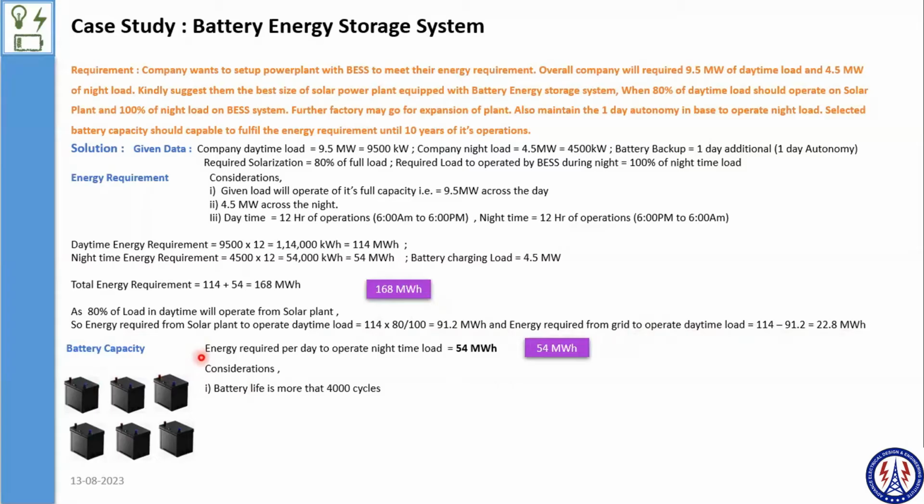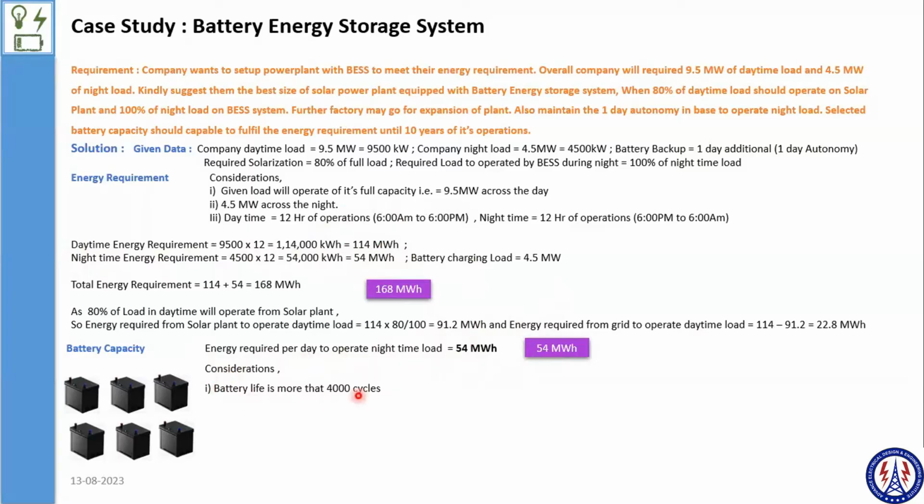So the flow of calculation would help you take judgmental decisions. Energy required per day to operate the nighttime load is 54 megawatt hour. How does this come?